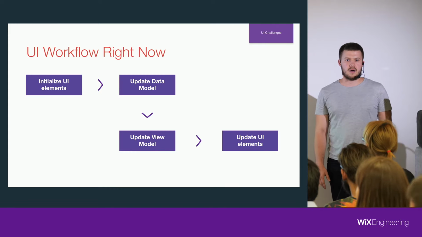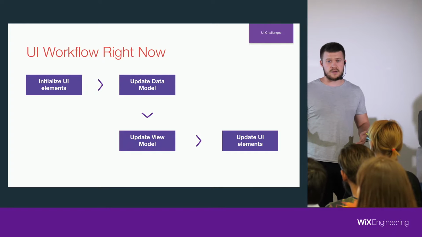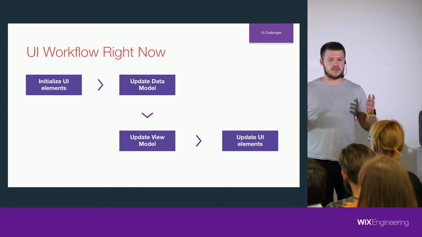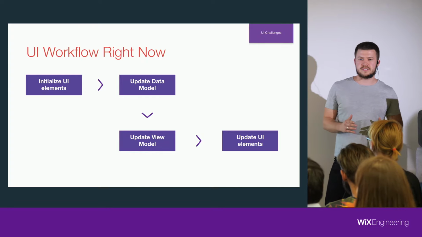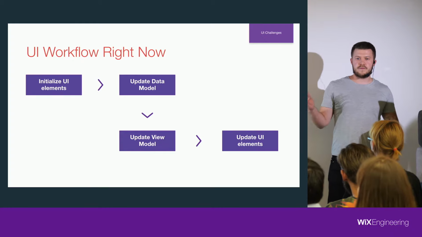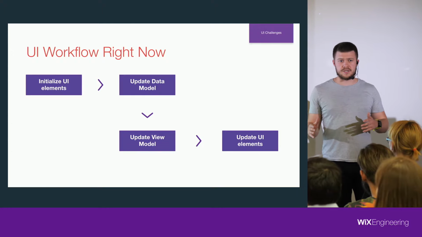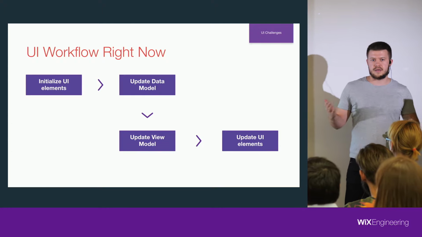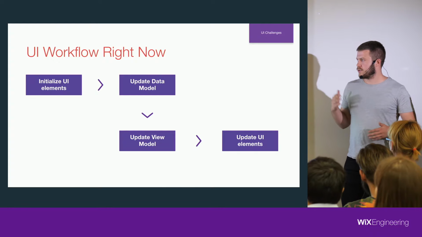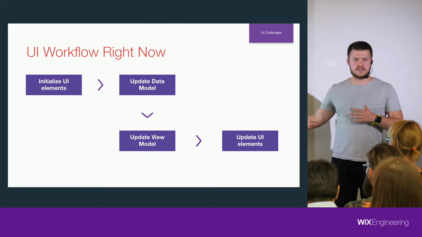Let's understand what the UI workflow is right now when you create a UI. First of all, you have some initialized UI elements. It could be some empty state, something like that. Then you go to the server, you fetch some data, you put the data in a view model or something like that, or you try to directly synchronize your data model and your view model, and then you update UI elements.